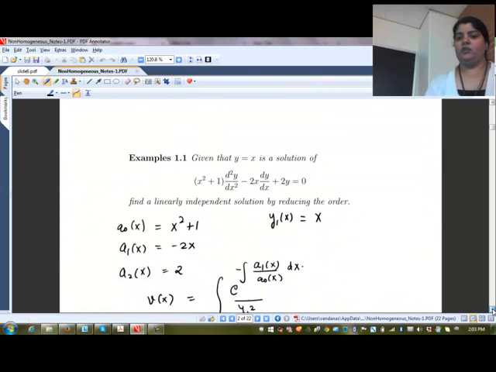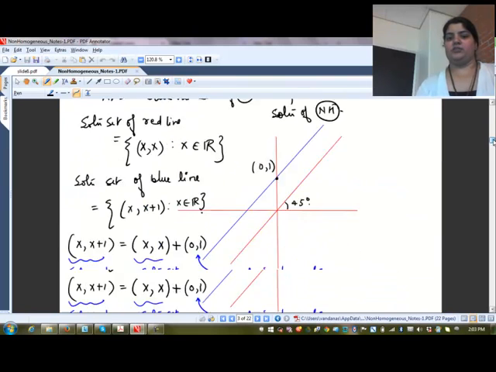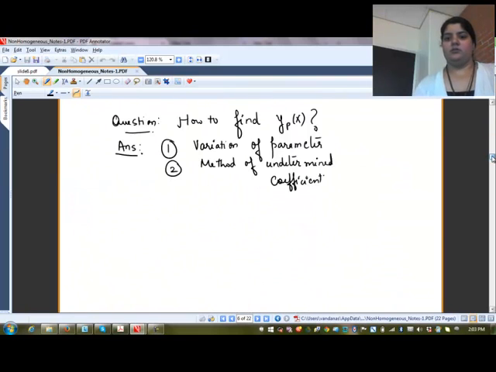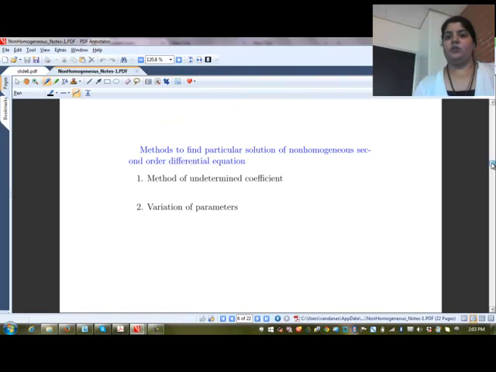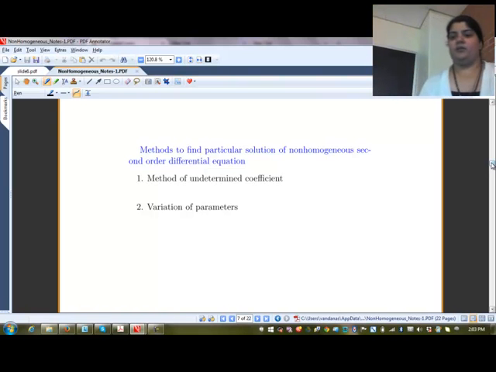Okay, so here are a couple of examples we did last time. Let me scroll to non-homogeneous system. So we discussed the method of undetermined coefficients last time. Now for variation of parameters.